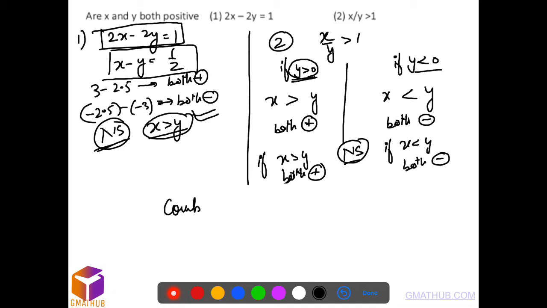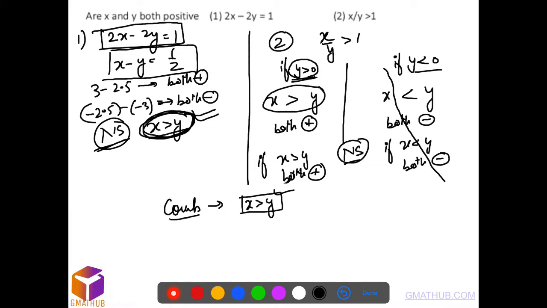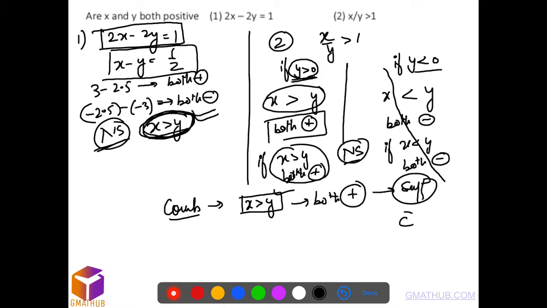Combine the two. Now the first statement will get satisfied only if x is greater than y. So we can eliminate this part of the second statement. I mean, if x is less than y, the first statement will not get satisfied. So if we combine the two, x should be bigger than y, that's one thing. And if x is bigger than y, in the second statement, both will be positive. So both positive, sufficient. C is your answer.